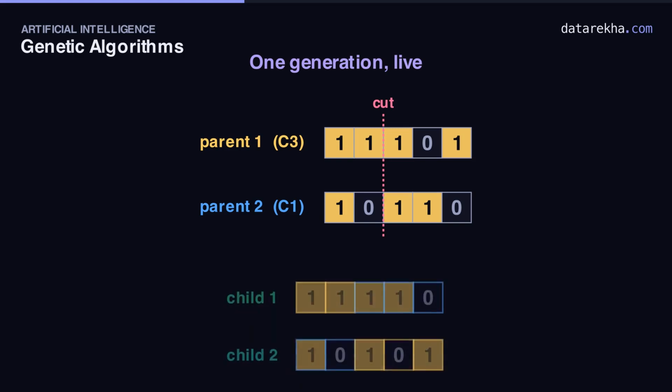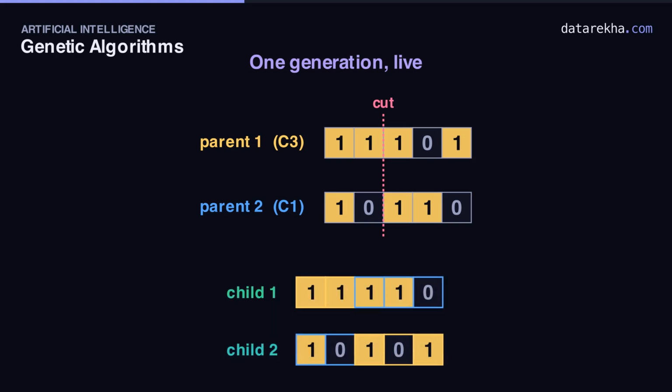Now the swap. Child 1 keeps parent 1's head, then takes parent 2's tail. Child 2 does the mirror image. Parent 2's head, parent 1's tail. 2 fresh candidates, each a blend of the 2 parents. Finally, mutation. With a small probability, flip 1 random bit. Say child 1's last bit flips from 0 to 1. Watch what that does. Child 1 becomes all ones, fitness 5, higher than either parent. Mutation just found something neither parent had.